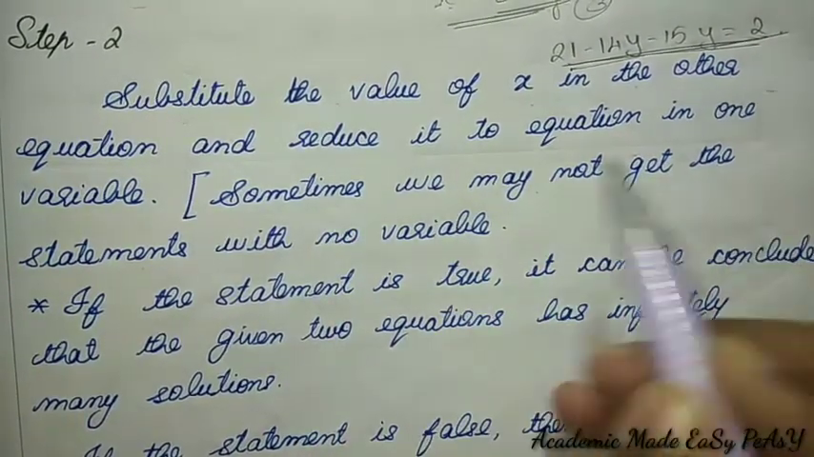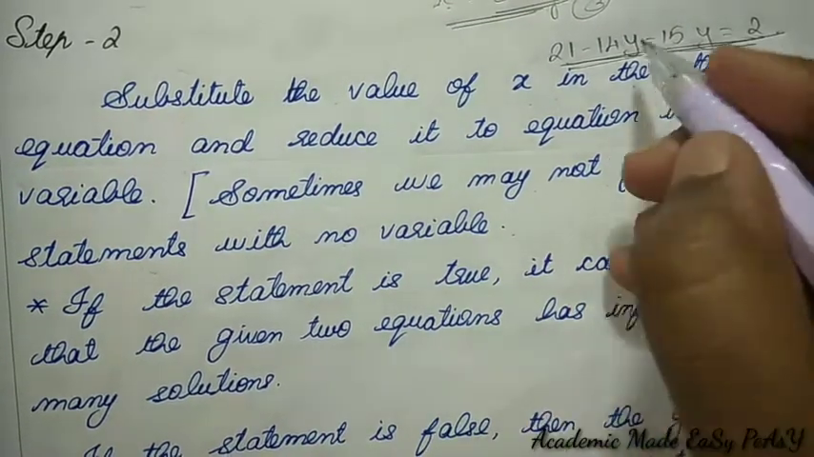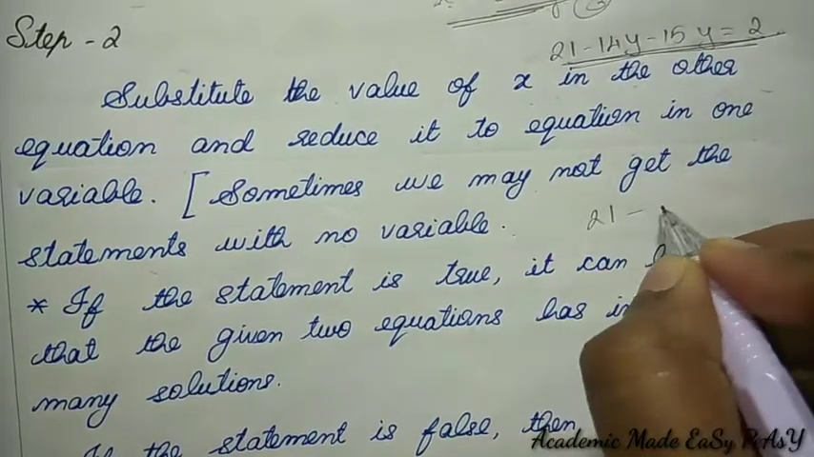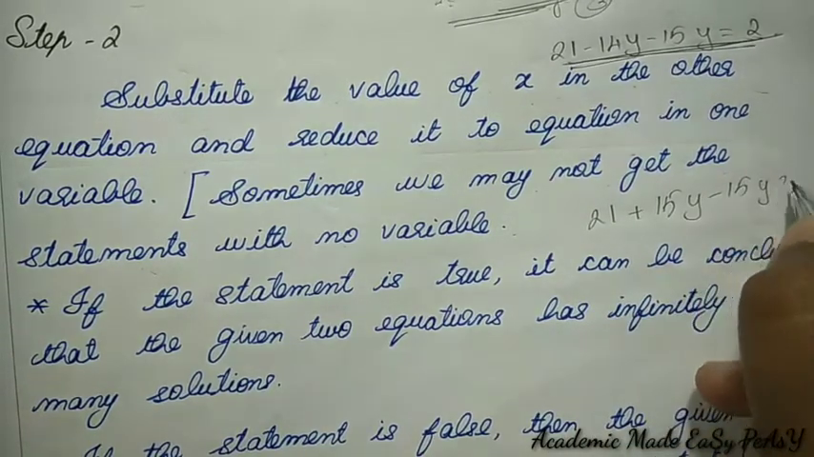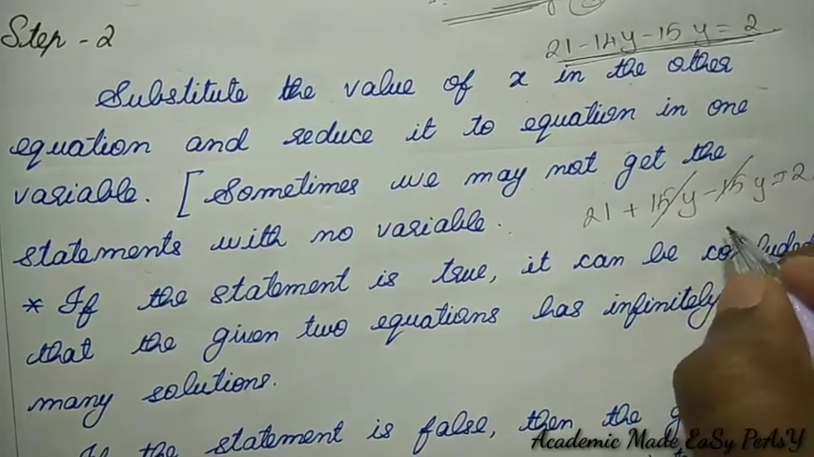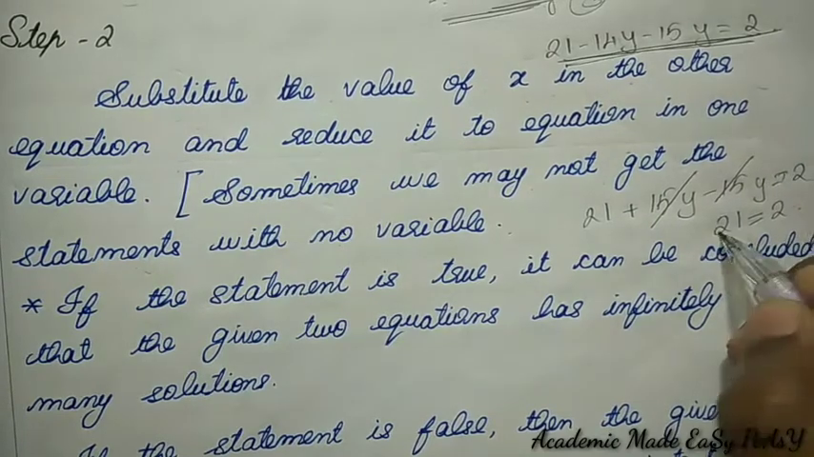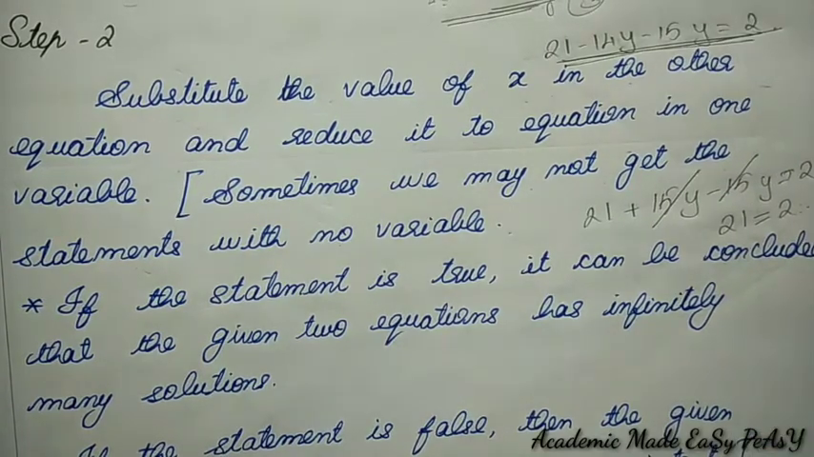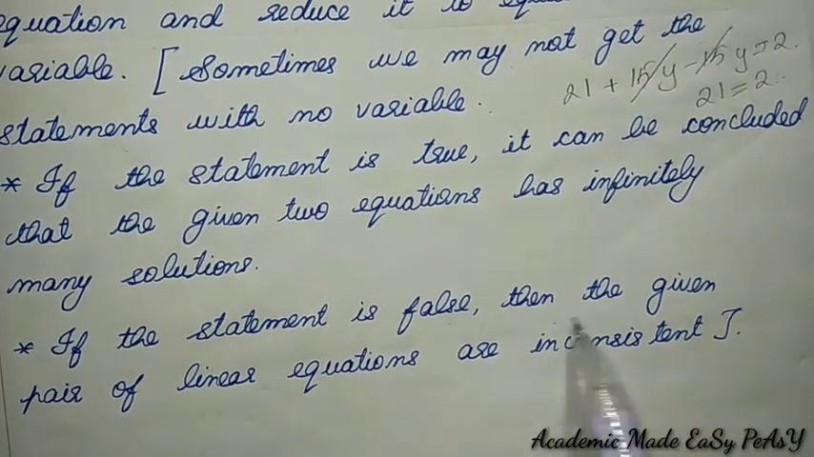Sometimes we may get a statement with no variable. For example, if it was 21 plus 15y minus 15y is equal to 2, these two will get cancelled, isn't it? So 21 is equal to 2. Are these two equal? No. Therefore, I will say that my statement is false then.